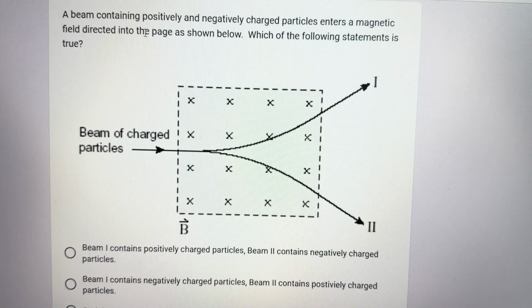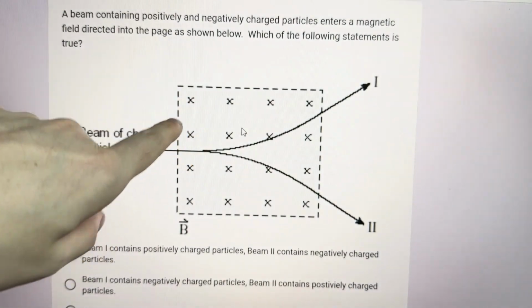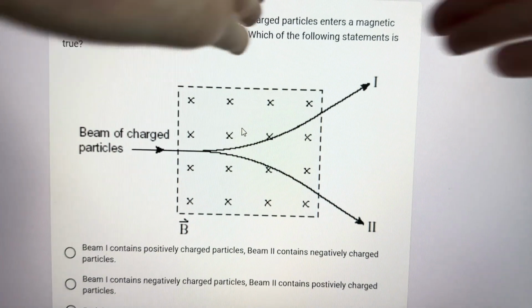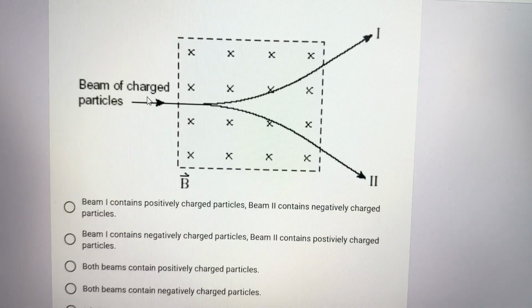All right, so I've got a beam that contains positively and negatively charged particles right here, enters a magnetic field, so an external magnetic field, so we're thinking third hand rule, a charged particle enters a magnetic field that it did not create and feels a force as a result. So which of the following statements is true? Beam 1 is positive, beam 2 is negative, 1 is negative, 2 is positive, both negative, or it's impossible to say.